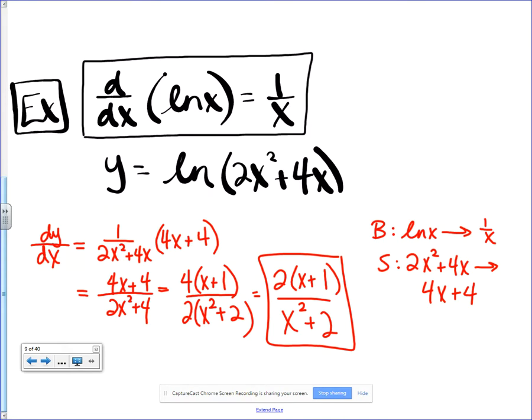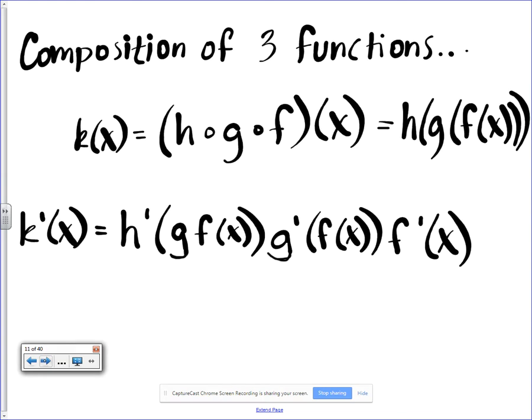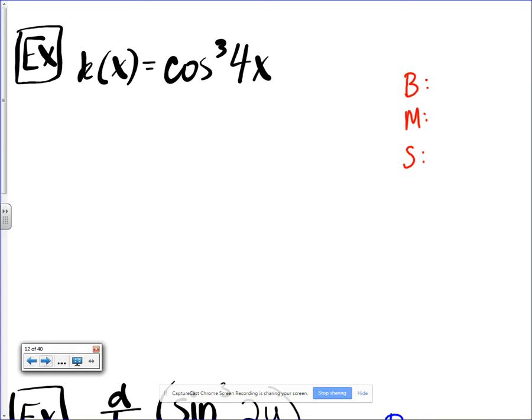All right. I am going to skip this slide for a minute, and I'm going to come back to it because now I want to talk about the composition of three functions. Okay, if I'm going to do the composition of three functions, I now have a small function, I have a medium function, and I have a large or big function. So now we're going to have three pieces. And hopefully you can kind of see why we started to call this a chain rule, because it all gets linked together. So if I take a look at this example, I've got to figure out the big function, the medium function, and the small function.